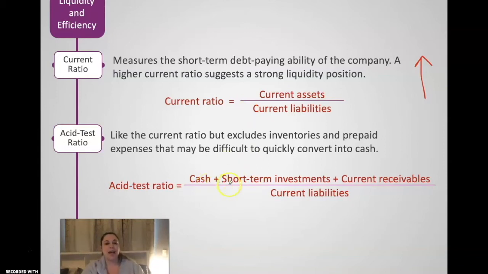So we just take our cash plus our short-term investments plus the current receivables. So it's not all of our current assets; we won't include our inventory or prepaid expenses, but we will be taking a lot of our current assets, just not all of them. And we're just going to divide by current liabilities, so it'd be the same number you had for the current ratio. You would use that same number here for current liabilities.